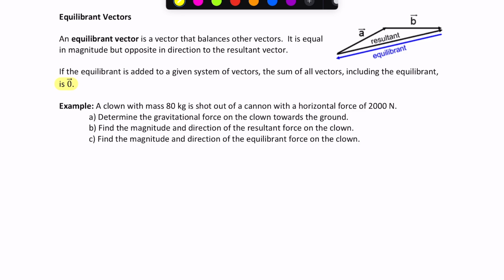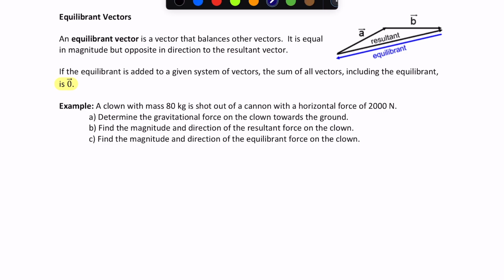So here it says a clown with a mass of 80 kilograms is shot out of a cannon with a horizontal force of 2,000 newtons. Three things we're determining here. Determine the gravitational force on the clown towards the ground, find the magnitude and direction of the resultant force on the clown, and then find the magnitude and direction of the equilibrium force on the clown.